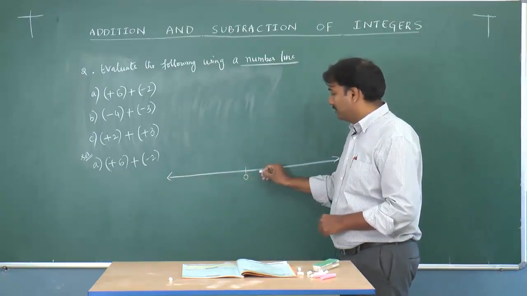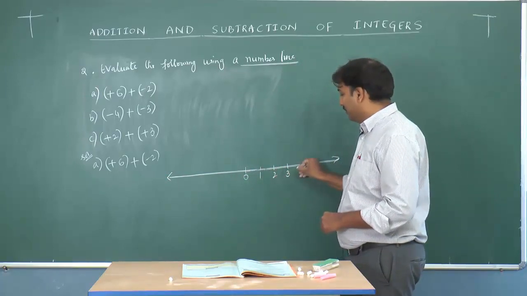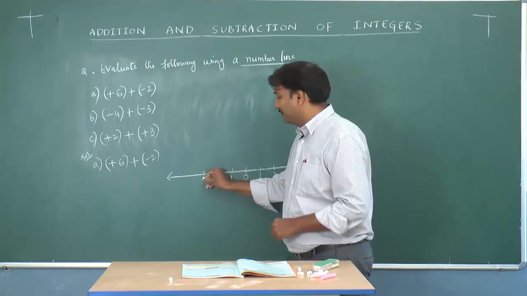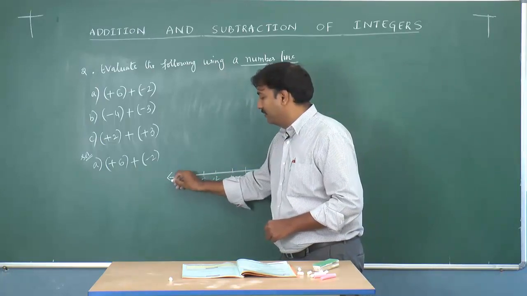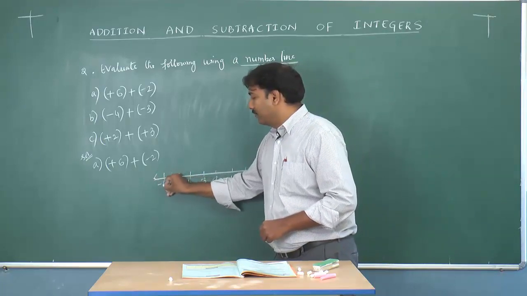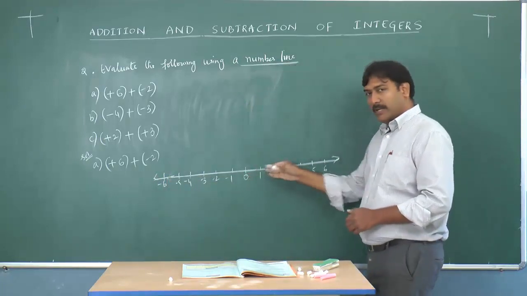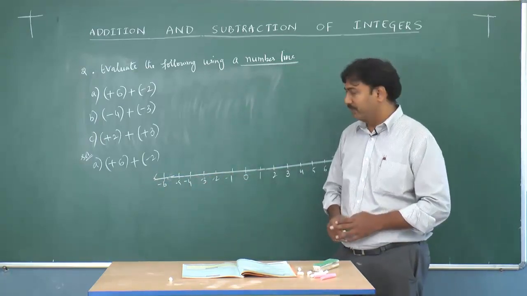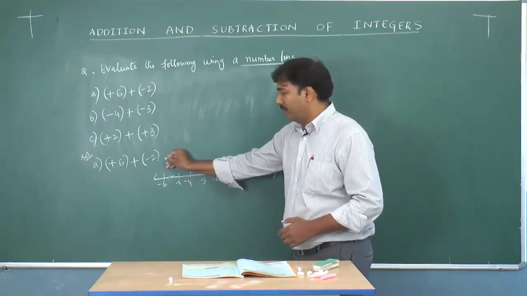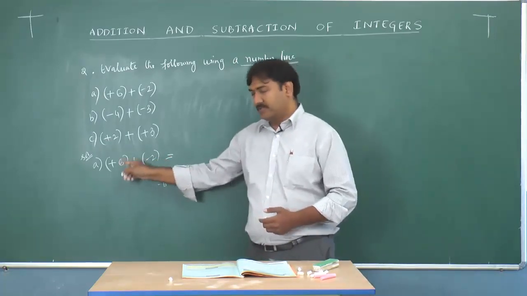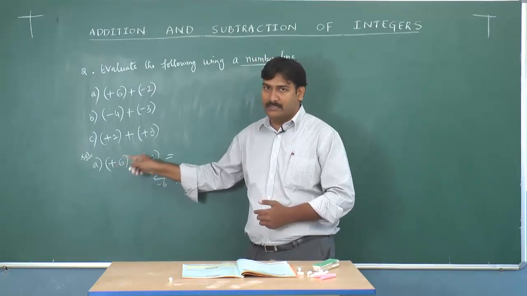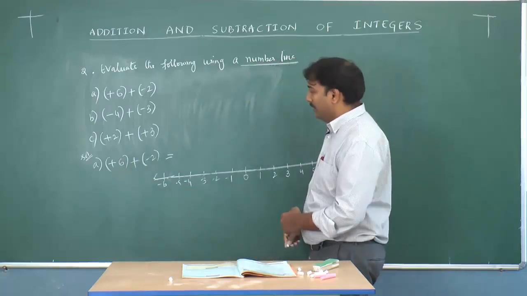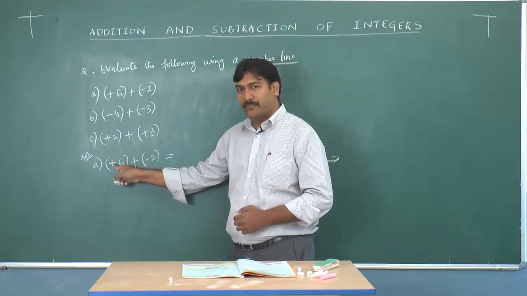So mark 0, 1, 2, 3, 4, 5, 6 and minus 1, minus 2, minus 3, minus 4, minus 5 and minus 6. And once again reminding you that towards the right we treat that direction as the positive direction, towards the left as the negative direction. So whenever you evaluate such a problem, take the integer which is given first. The first integer is plus 6. The plus sign indicates the positive direction, so we need to move 6 units in the positive direction.